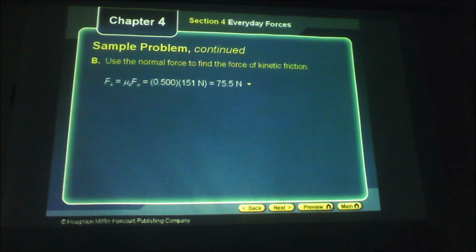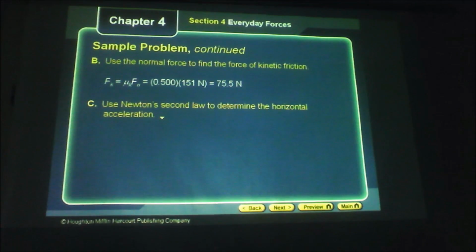All right, so now we'll use the normal force to find the force of kinetic friction. We have our coefficient of 0.500 times our normal force of 151 newtons, and we get our force of friction of 75.5 newtons. We're still not done.